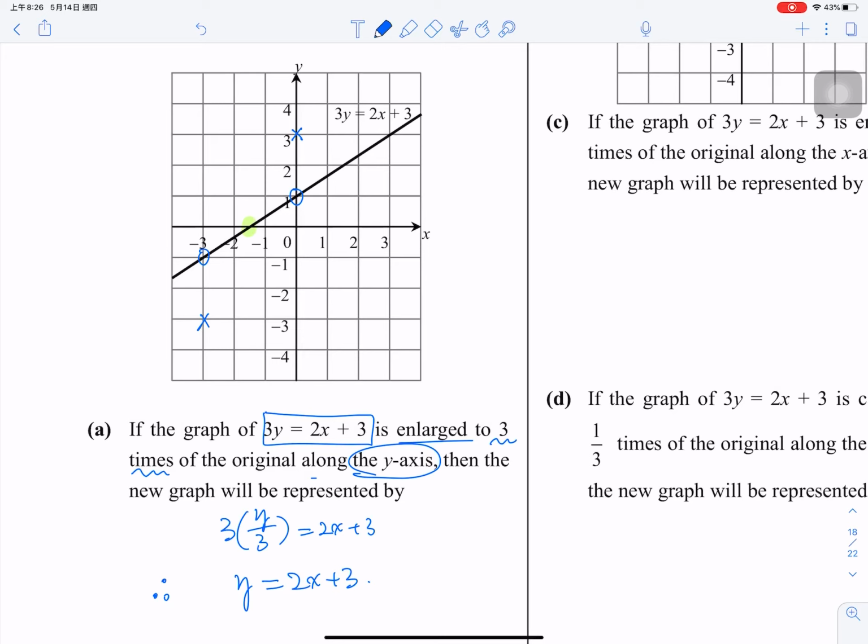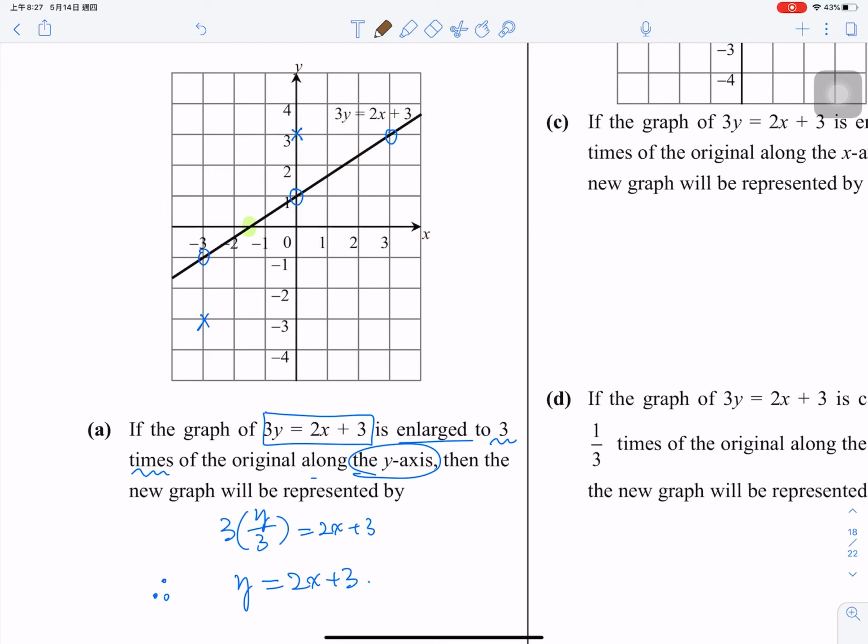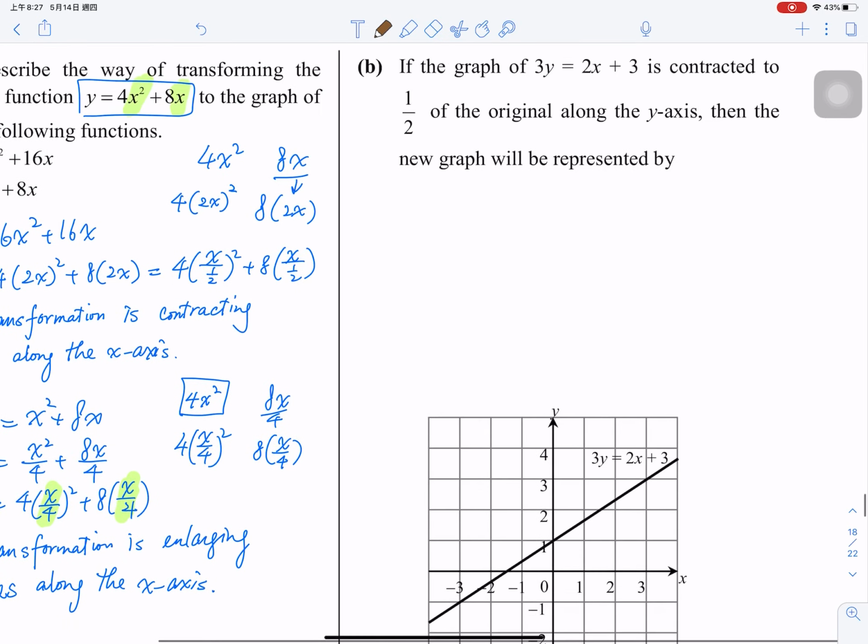Okay, how about this point? How about this point? You cannot see it anymore, right? So now you can draw this figure. So see, this one, y equals 2x plus 3. Not difficult? Have a look at part B.